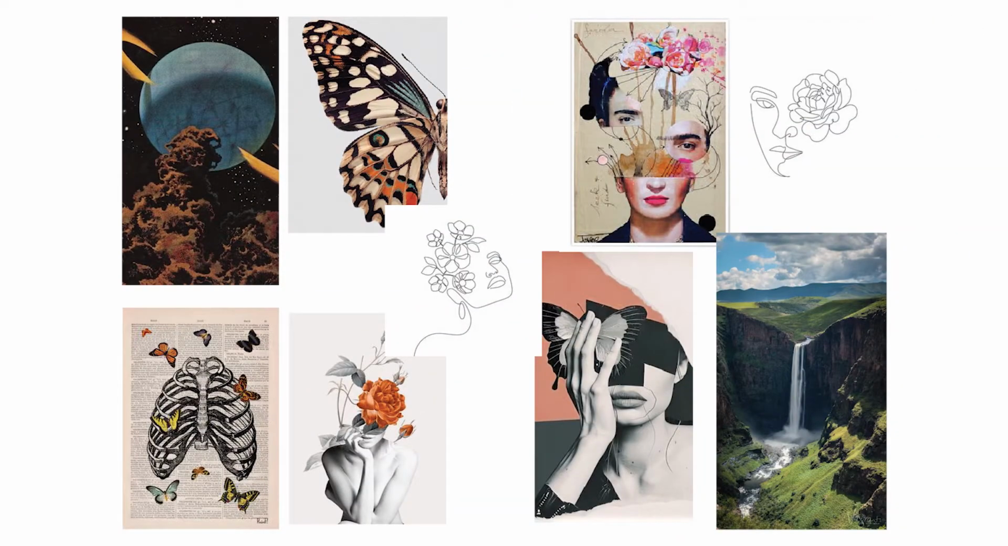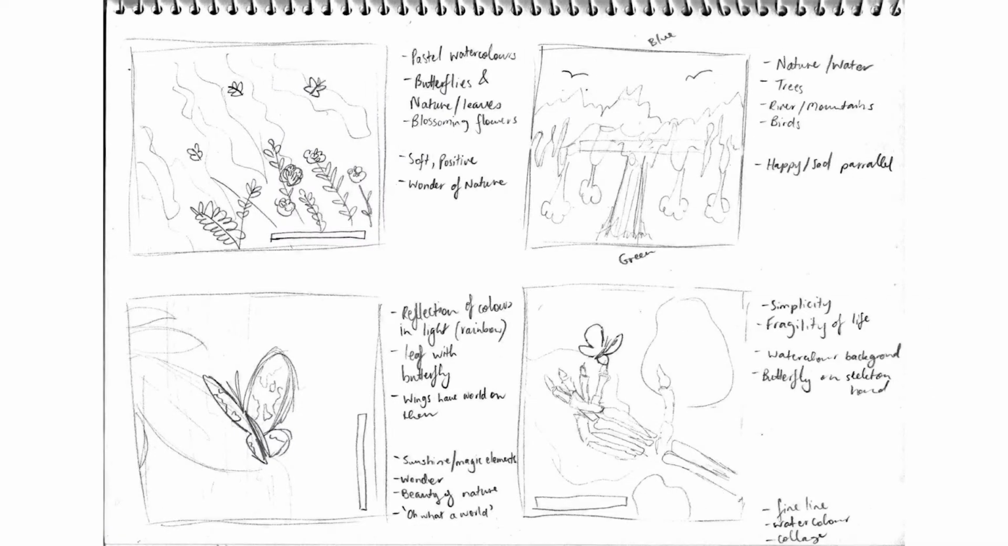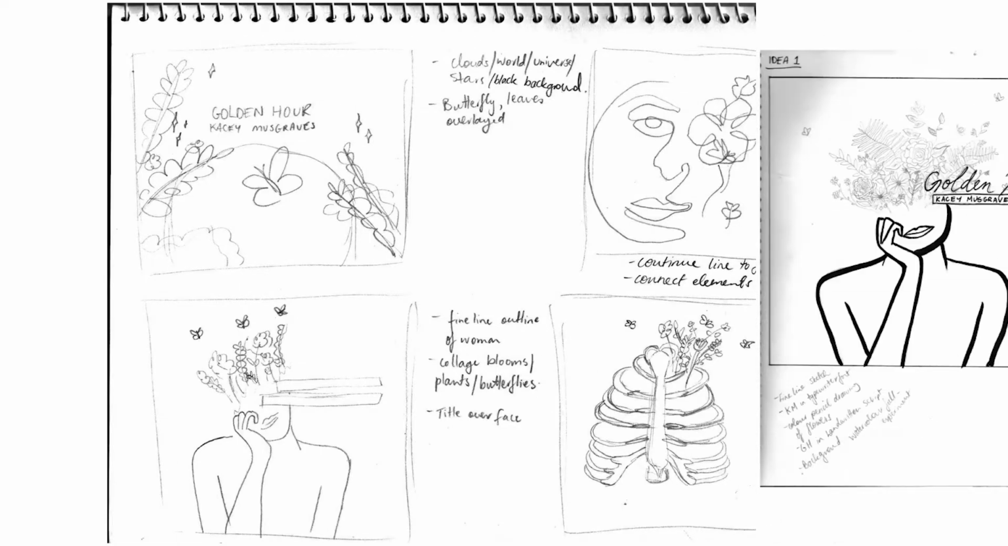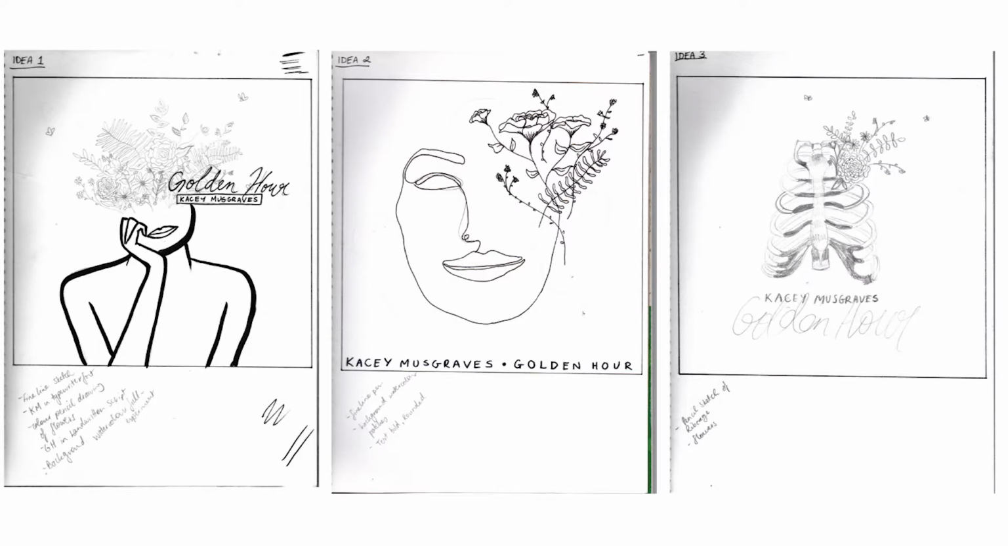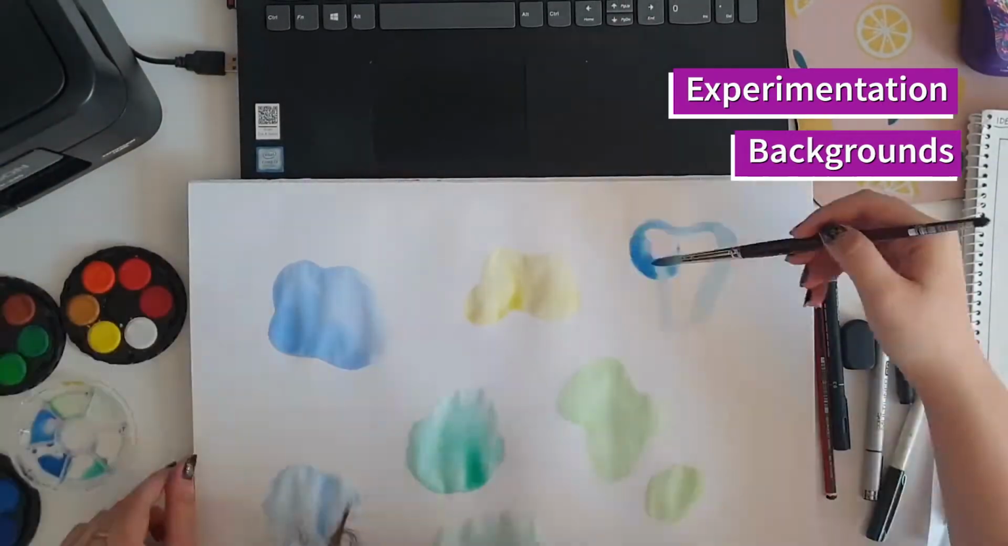Then I made some mood boards of styles and images that would inspire my designs. Next, I did some rough thumbnail sketches of possible design ideas. I then took my strongest ideas and developed them into more refined sketches, adding titles and working out what mediums would work best. I then started to experiment with watercolors to create the backgrounds for my designs.